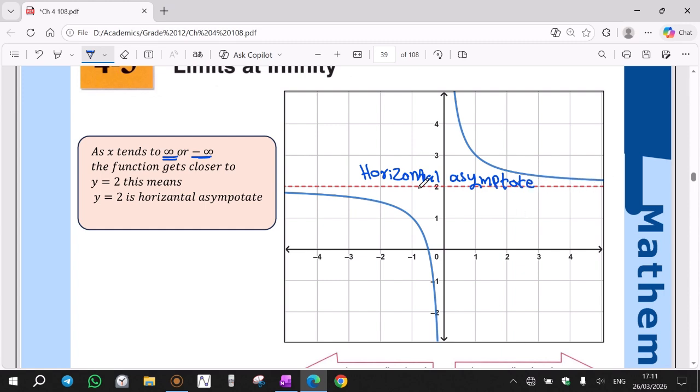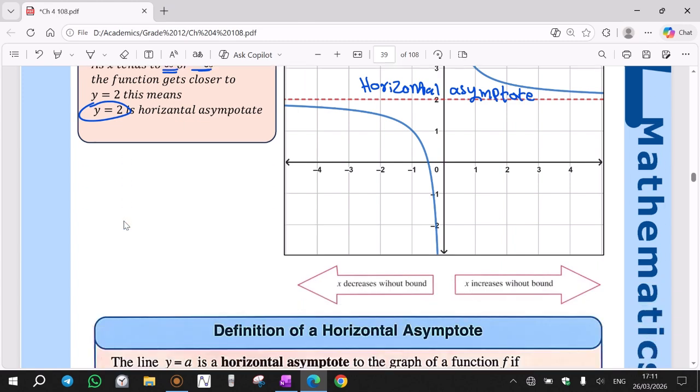This line is the horizontal asymptote. As x tends to infinity, it is at 2, or when x tends to negative infinity, it is still at y equal to 2. That means y equal to 2 is the horizontal asymptote. Now let's have more examples about horizontal asymptote.